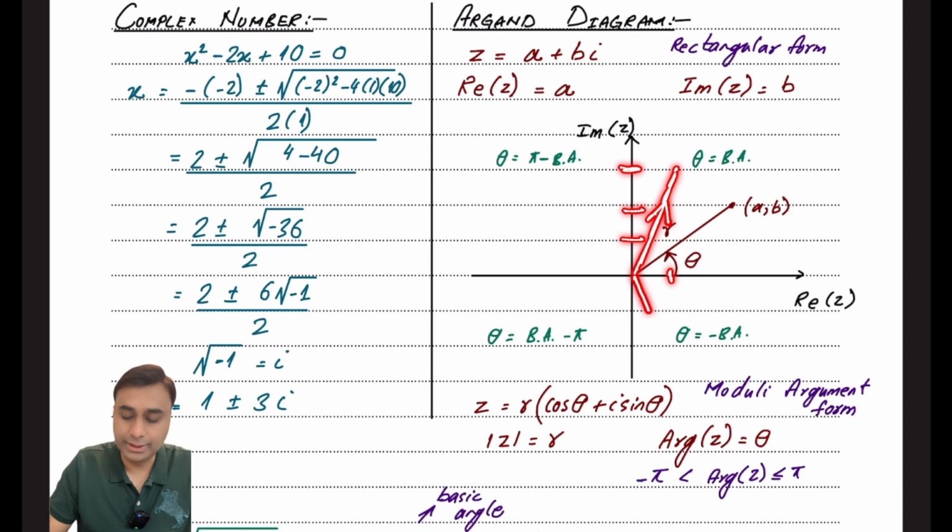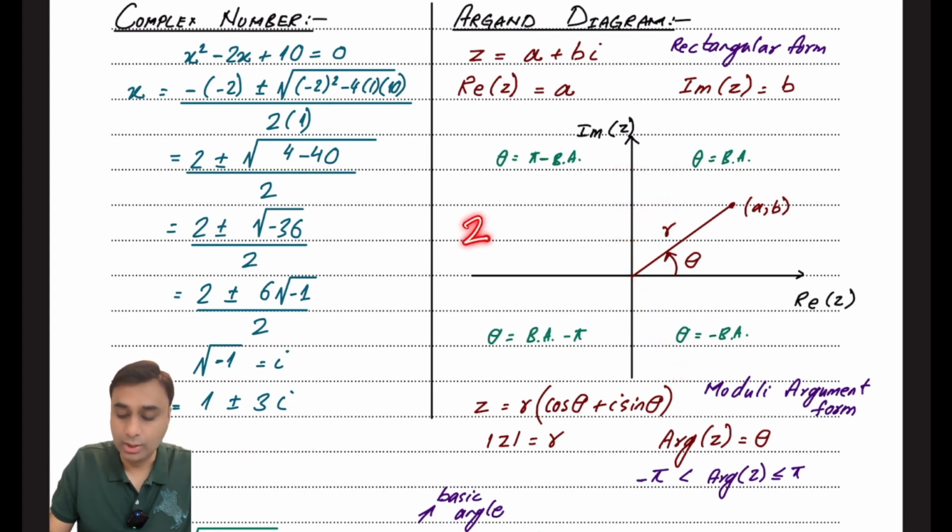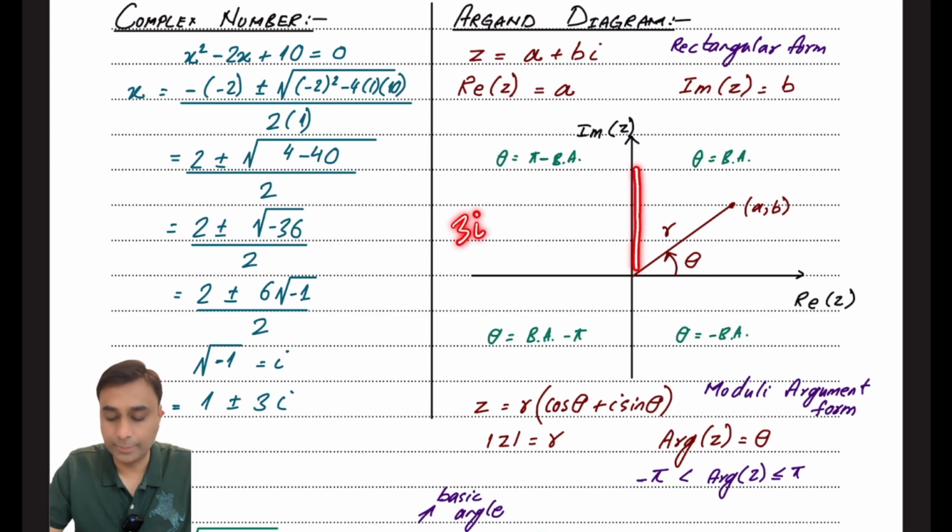So 1 minus 3 iota would be exactly a similar vector in the opposite direction, below the horizontal axis. Likewise, you can represent all the numbers, even real numbers. For example, if you have to represent a 2, that would be just 2 units on the real axis. Or if you have a number which has just an imaginary part, let's say 3 iota, you can represent that 3 iota on the Argand diagram like this. So all the numbers can be represented on the Argand diagram in the form of a vector.